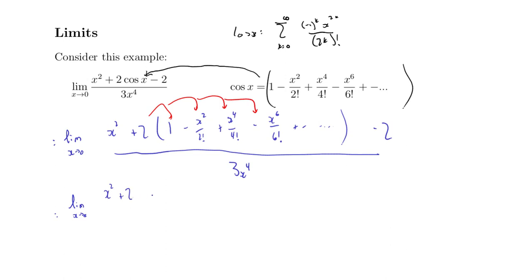X squared plus 2 minus, notice 2x squared over 2 factorial, that's just x squared. And then after that, I'll leave it as like 2x to the 4 over 4 factorial. Actually, you know what? Let me figure this out. 2 over 4 factorial is really 2 over 4 times 3 times 2. So this is 1 over 4 times 3. So it's x to the 4 over 12. This one I'm not going to mess with.